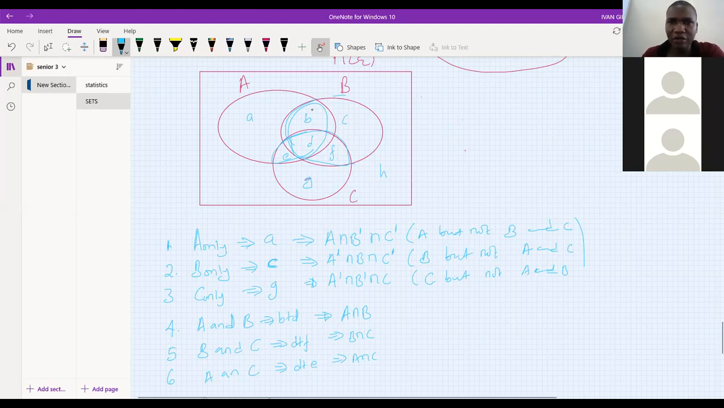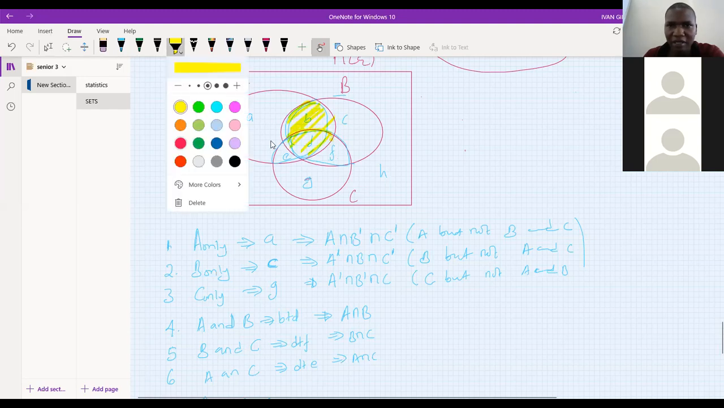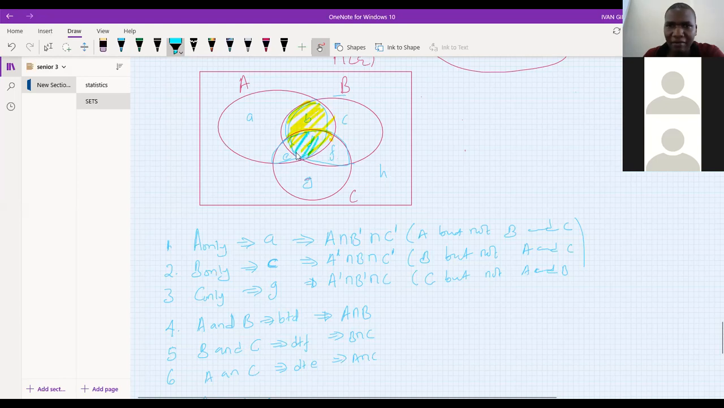So you look at this region, the region combining A and B. But note that in this A and B, there's also some part of C. You get it? This part here, let me use another highlighter. This part here has some bit of C in it. So when they say they want A and B only, they want you to exclude C totally. When they said A and B, we took the whole of this.